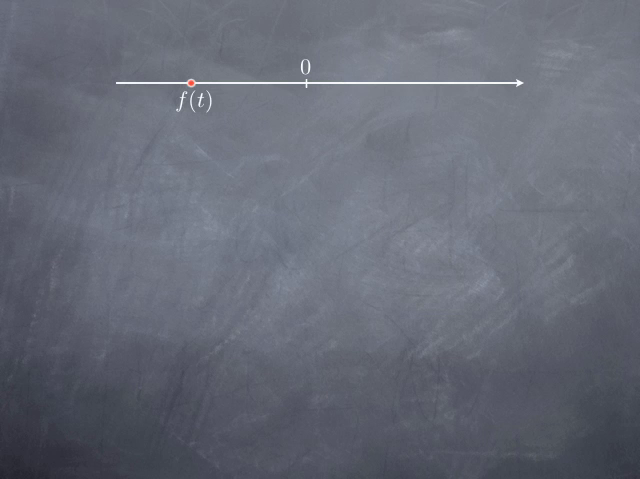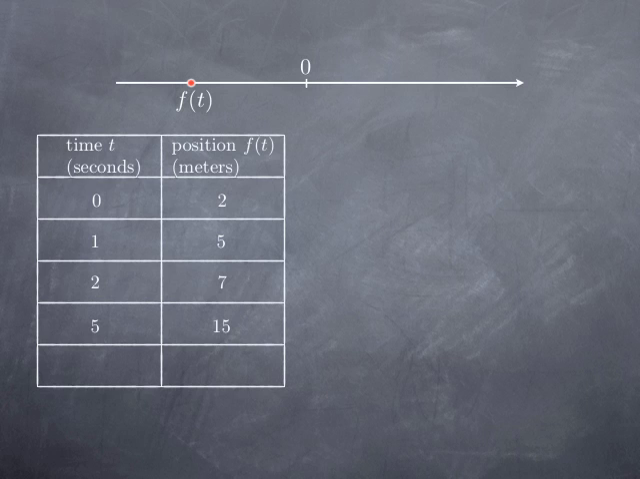So let's say we have our particle moving along this straight line, and we take some measurements at certain times. Let's say at time t equals 0, it is 2 meters on the right of the origin. So f of 0 would be 2. After 1 second, it's 5 meters away on the right. After 2 seconds, 7 meters away on the right. After 5 seconds, 15 meters away on the right.